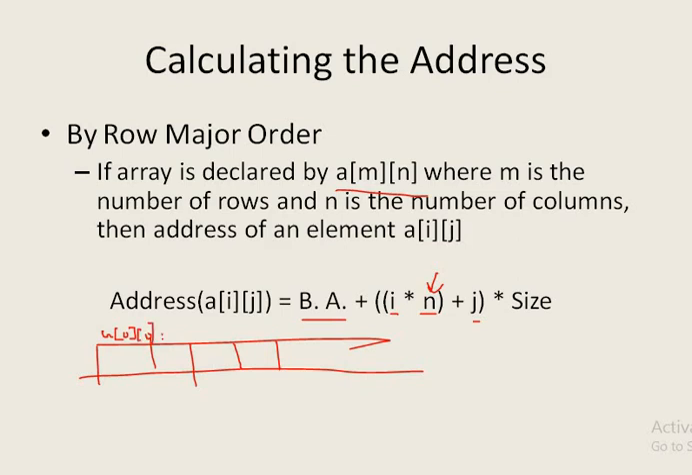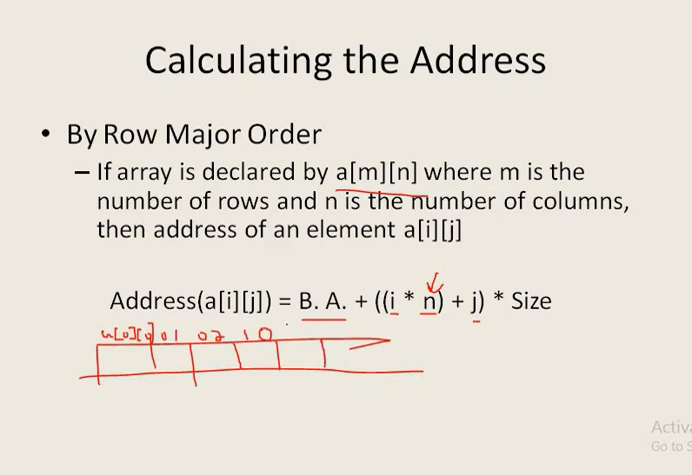Second element will be at 0, 1. Then third element will be at 0, 2. So if you are taking a 3 by 3 matrix, this will be the arrangement. Then comes the next row, this is row major ordering. Therefore, the next element will be from the second row. Second row index will be 1, column number will be 0.